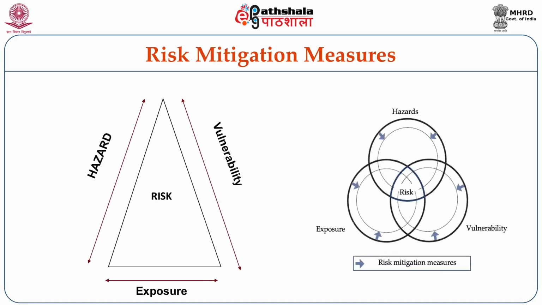So this is a good triangle and a circle overlapping, which helps you easily understand what risk is. Risk is a function of hazard, vulnerability, and exposure. If you reduce the hazard, definitely the risk will reduce. If you reduce the exposure, it will reduce the risk. If you reduce the vulnerability, it will reduce the risk. But as social science students, you may have to concentrate more on finding pathways for reducing vulnerability so that the risk is reduced.